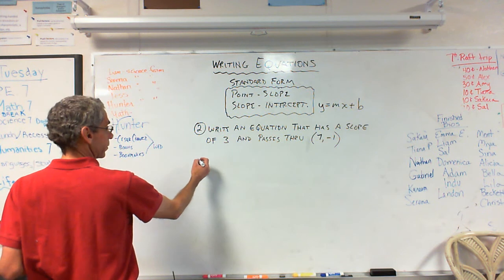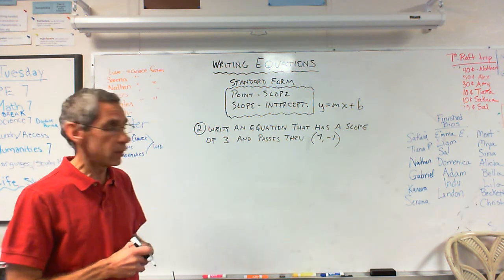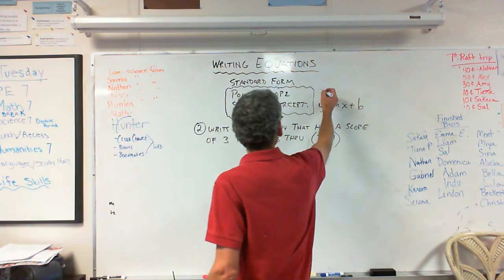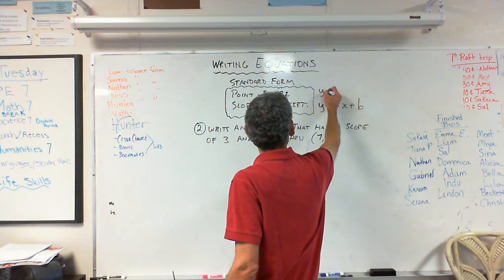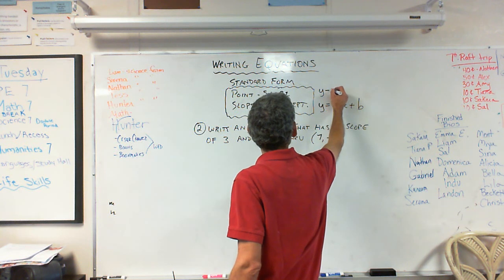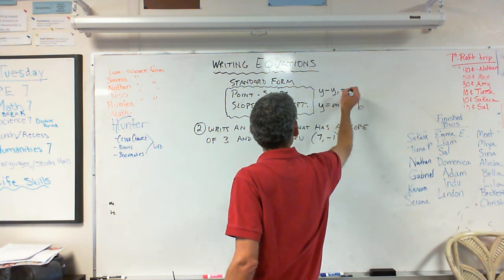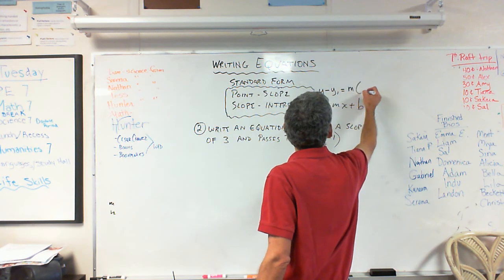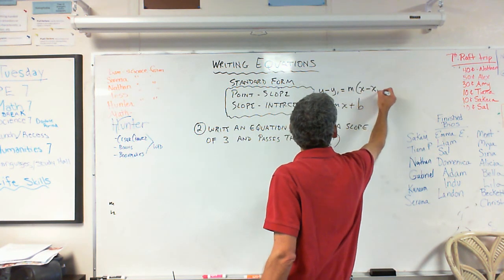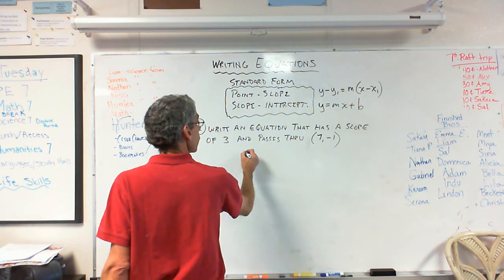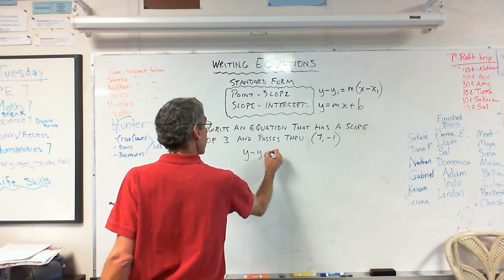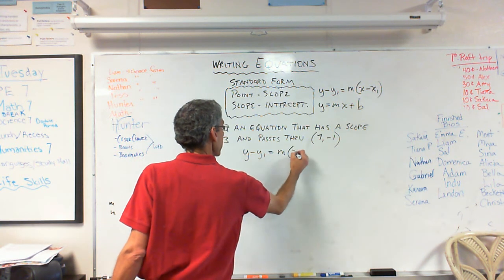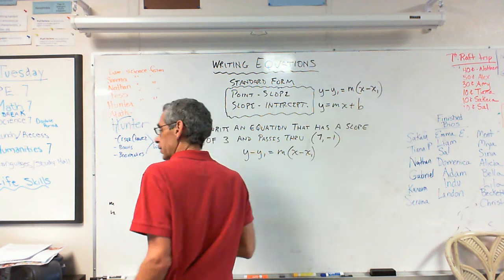So what would I do? I write my formula first. Remember, y minus y1 equals m times x minus x1. Let me rewrite that here: y minus y1 is equal to m times x minus x1.